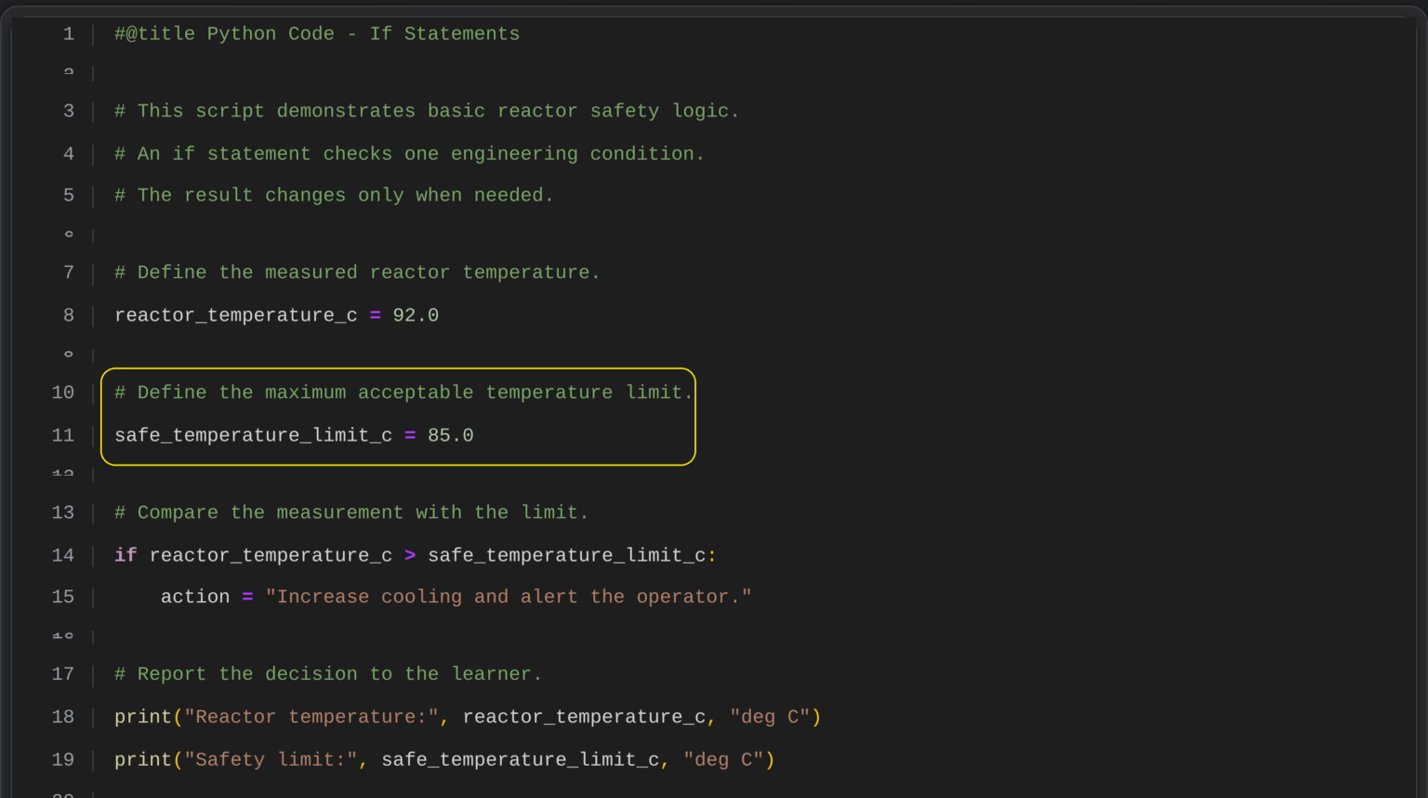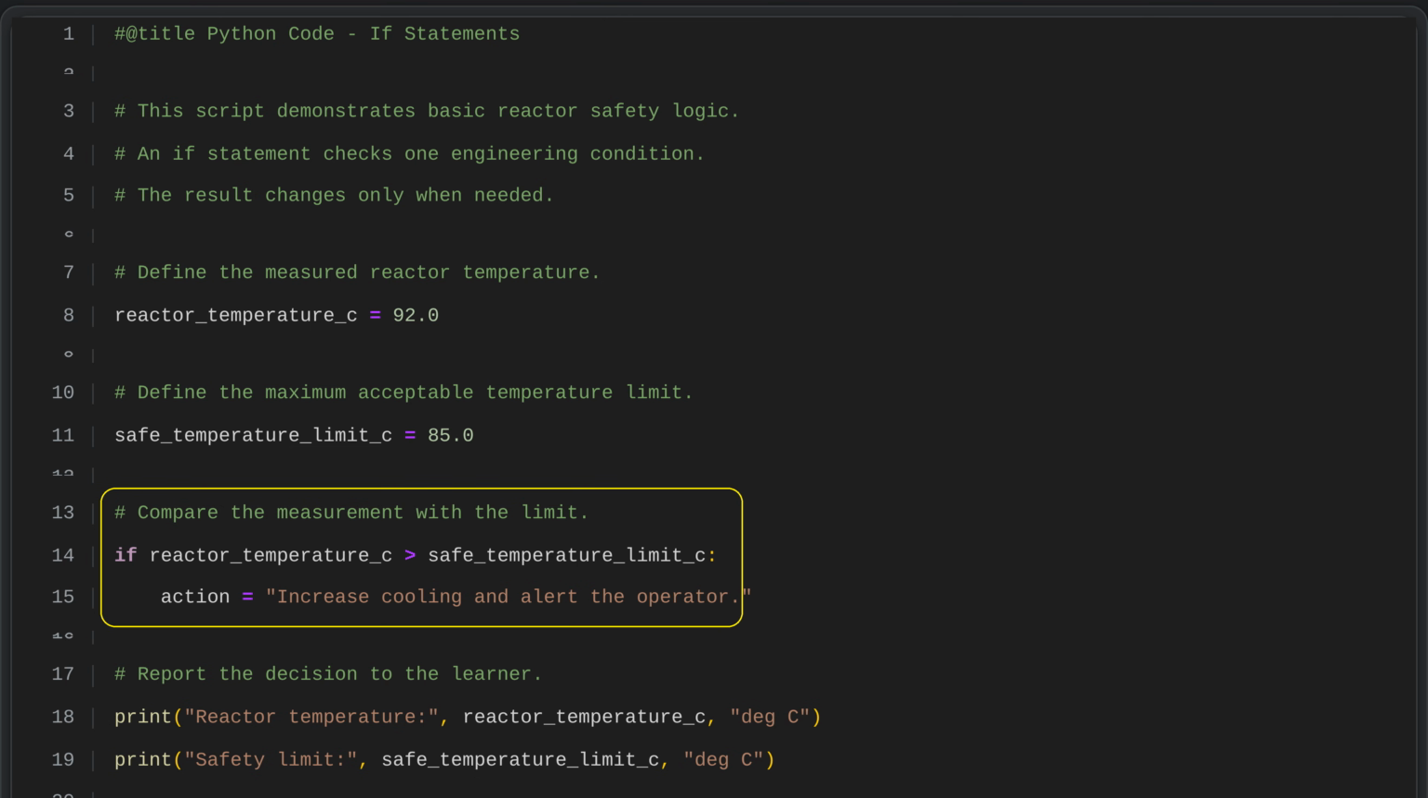The reactor's maximum safe temperature is set to 85 degrees Celsius. This limit provides a safety threshold, so the system can compare the current temperature against it and decide whether protective action is needed. The code monitors the reactor temperature and responds only if it rises above the safe limit. When that happens, it increases cooling and alerts the operator to help maintain safe operation.